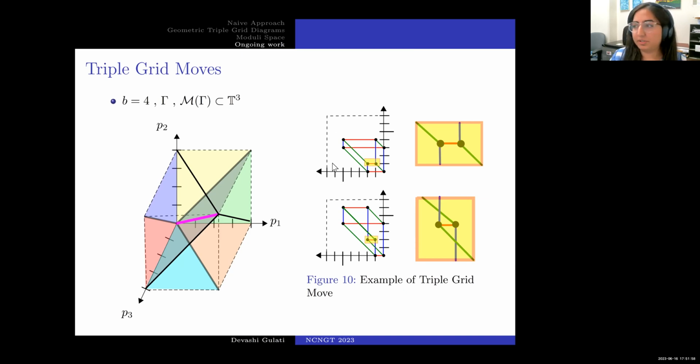Let's look at these 2 geometric triple grid graphs to understand what's happening. If you see the yellow rectangles zoomed in on the right, we can see that these 2 points are being swapped. It turns out when they're crossing this wall, at that point, these points have come together and degenerated into something which is not precisely a triple grid. Moving through walls is like performing triple grid moves.